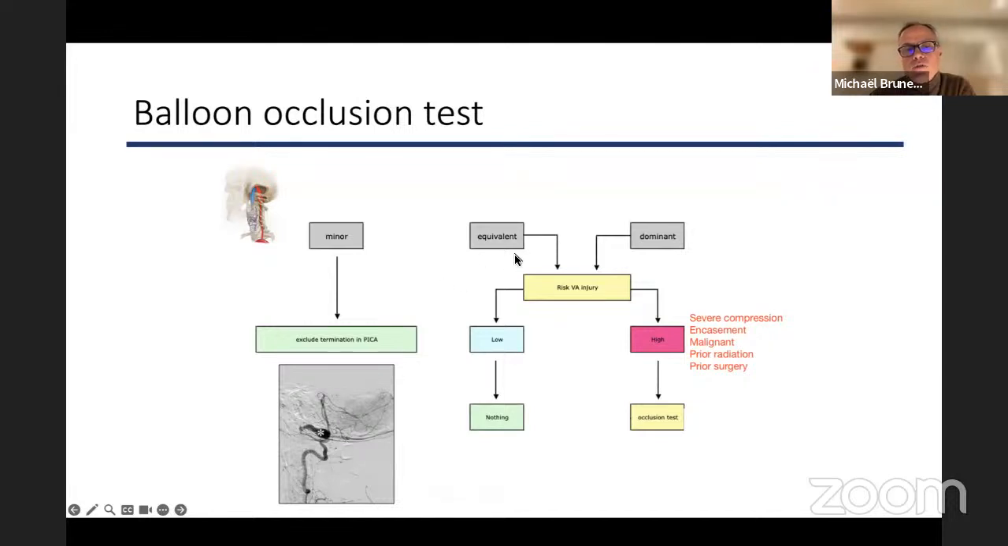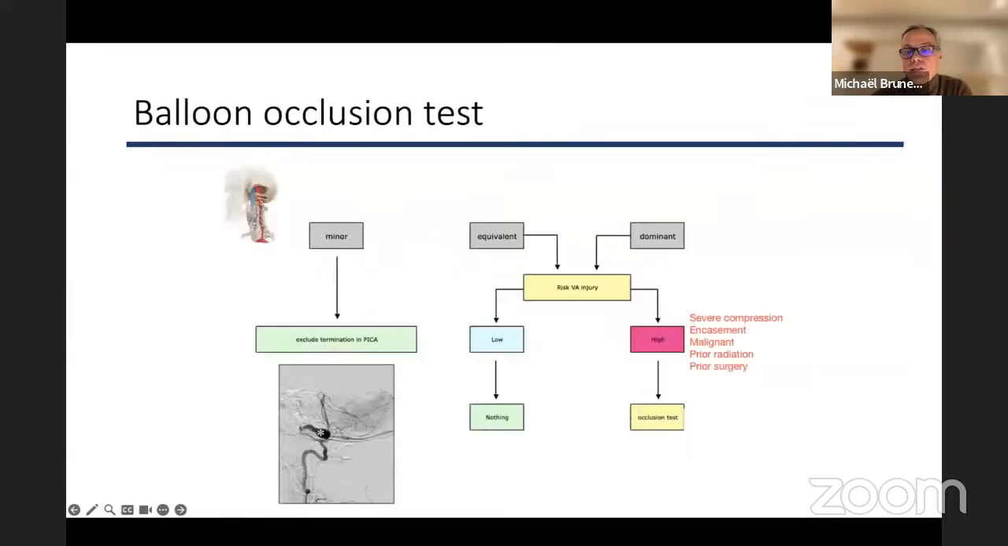If the vertebral artery that you have to expose is equivalent or dominant to the contralateral one, you have to evaluate the risk of vertebral artery injury. The risk can be low or high. The high-risk exposures are related to severe compression of the vertebral artery, encasement of the vertebral artery in case of malignant tumor, or if the patient has already been irradiated or operated on. When one of these criteria is present, the risk of a vertebral artery lesion during the exposure is higher, and then it is better to perform a balloon occlusion test.